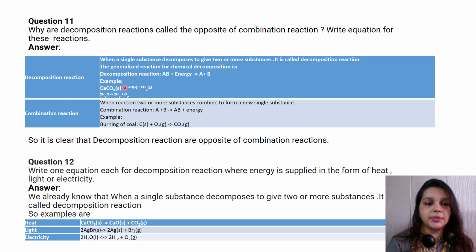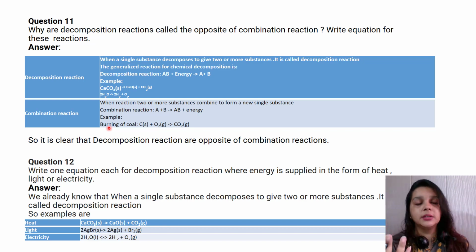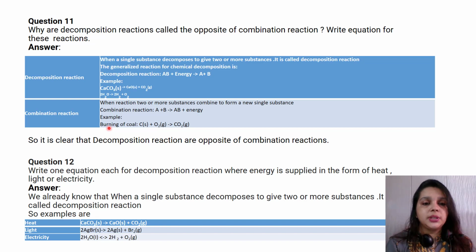There's an example here. Combination is a little opposite of it. We have two or more reactants which club together to form a single new substance. The generalized reaction goes like this: A plus B gives AB, plus energy. So it's quite the opposite, right? There's an example here of carbon dioxide formation. So it's clear that decomposition reactions are the opposite of combination reactions.